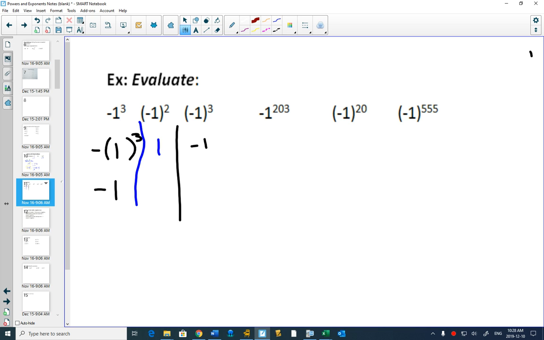So this is an interesting thing that's happening here. The first one and the third one, they're different, but they end up with the same answer. The first one means a negative 1 times 1 times 1. The third one means negative 1 times a negative 1 times a negative 1. But just by coincidence, they happen to be the same answer.